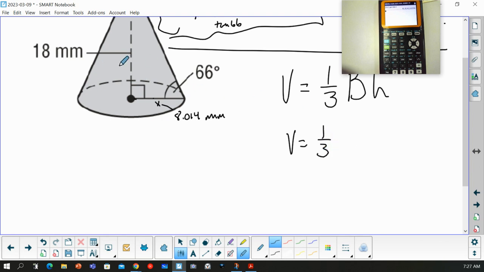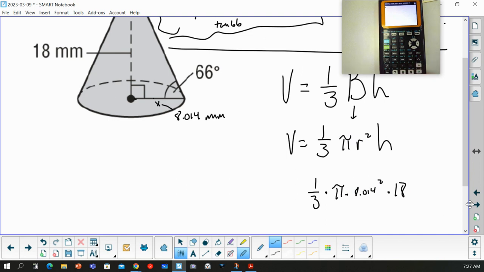And since the base of a cone is a circle, instead of writing area of the base as B, I can put the area of the base like this, pi r squared, because that's the area of a circle, times the height. We do have the radius is 8.014, so let's put 1/3 times pi times 8.014 squared, that's the radius squared, and then the height of 18. And so now we just multiply these together and come up with our answer.